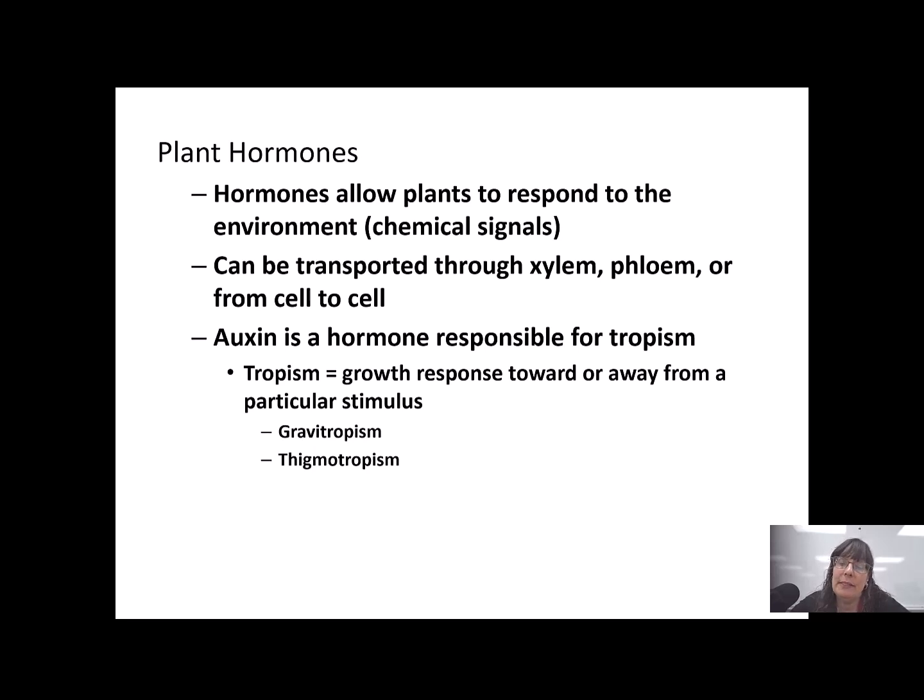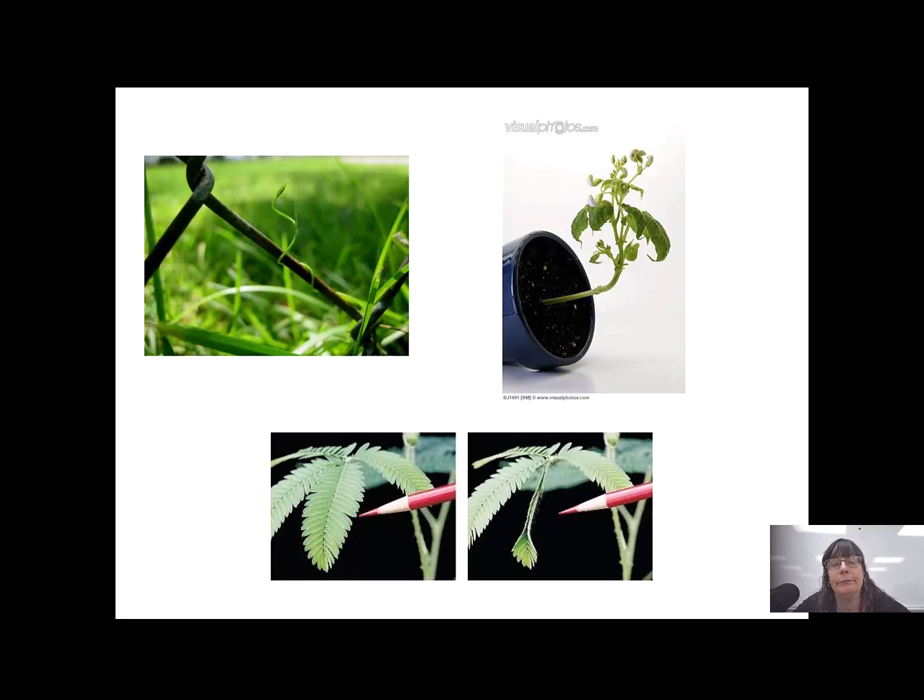So gravitropism is gravity. Plants exhibit negative gravitropism because if you put a plant on its side, it will actually grow up away from gravity. Thigmotropism, again, that is touch. So you can touch some leaves on some plants and they will actually close up. So here you can see a plant growing on its side for gravitropism. Then you have thigmotropism. Phototropism, plants will grow towards the light. So they have positive phototropism, for example.